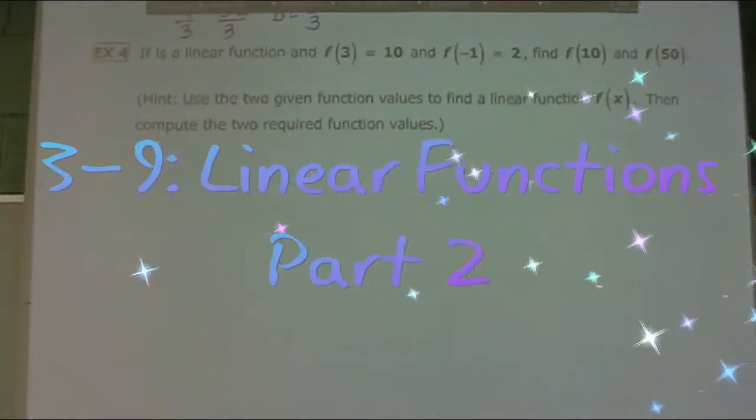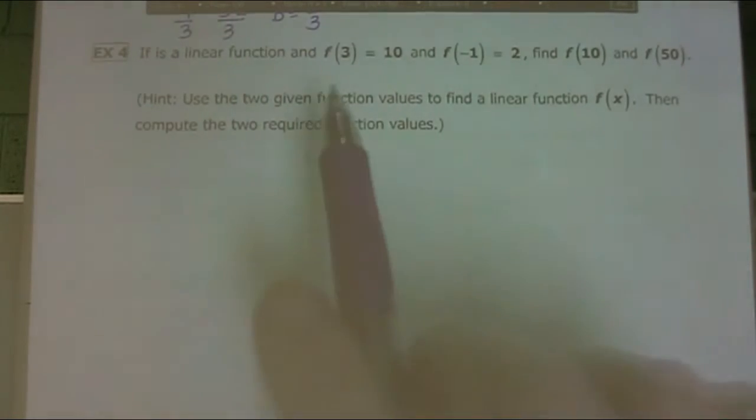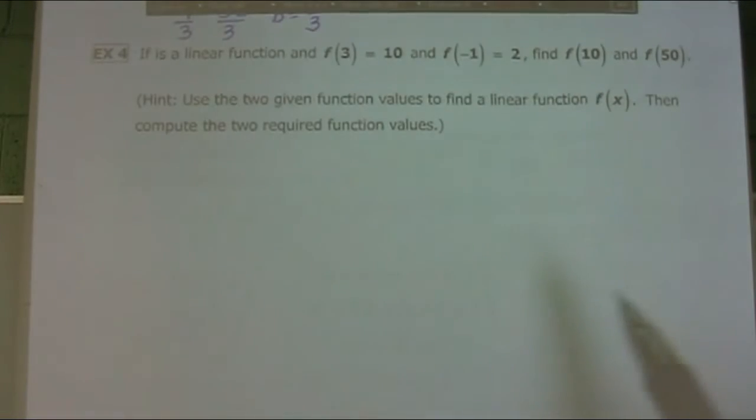So I want to take a minute to do a type of problem that you're going to have on your homework tonight, and it uses things that you already know how to do. It's just kind of a long problem. So the question is, if there's a linear function and f of 3 equals 10 and f of negative 1 equals 2, find f of 10 and f of 50.